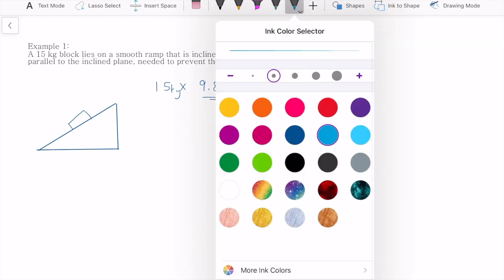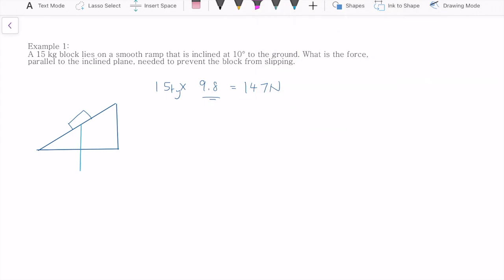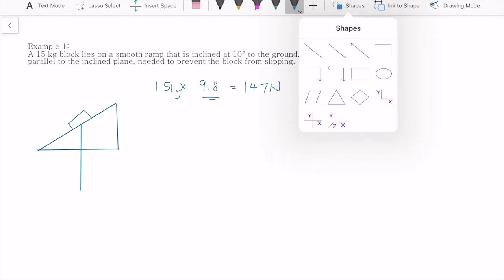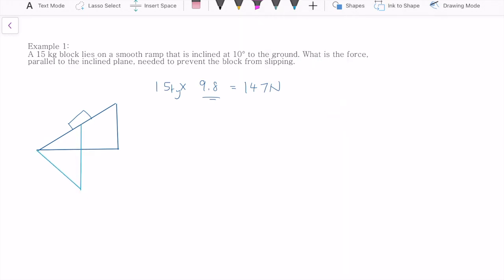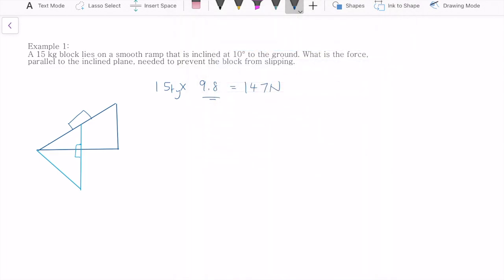So first off, we'll draw a triangle in a different color, like that, and then like that. Okay, so this would be a right angle. Oh yeah, sorry, forgot to draw the angle here. It's supposed to be 10 degrees.